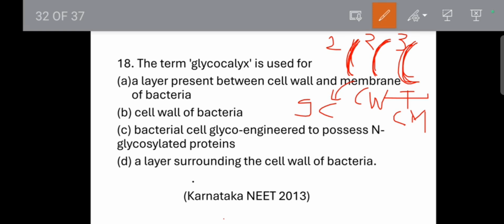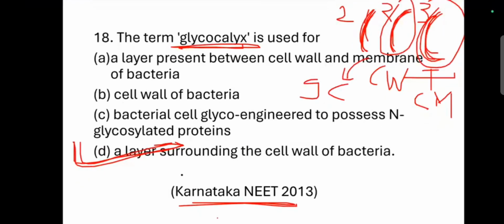So this is the wrong one. The cell wall of the bacteria? No, the cell wall of the bacteria is not considered as the glycocalyx. The third one is a bacterial cell glyco-engineered to possess and glycosylate protein. No, this is the wrong one. A layer surrounding the cell wall of the bacteria. So this is the answer. The outermost layer is the glycocalyx, so it surrounds the cell wall and the cell membrane too. This is a question from the Karnataka NEET 2013.